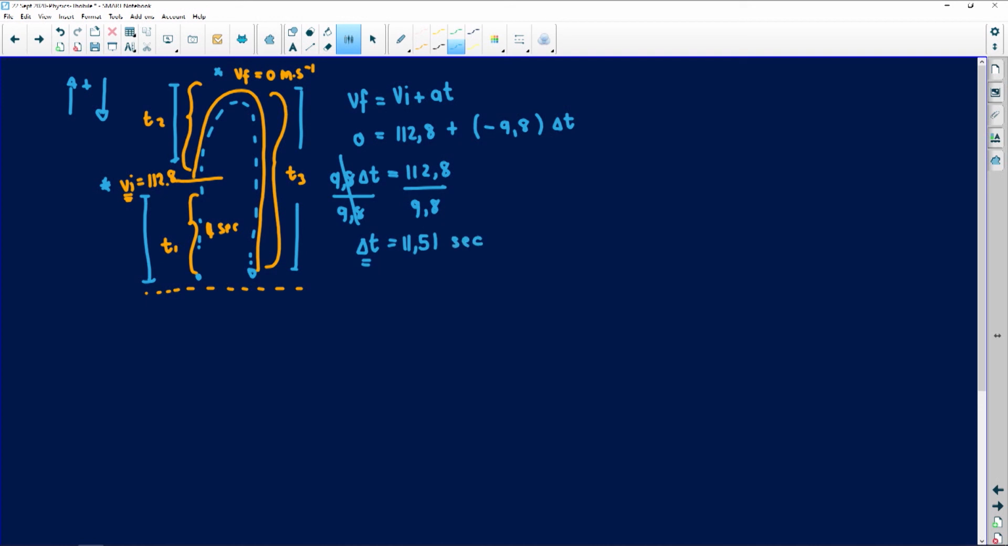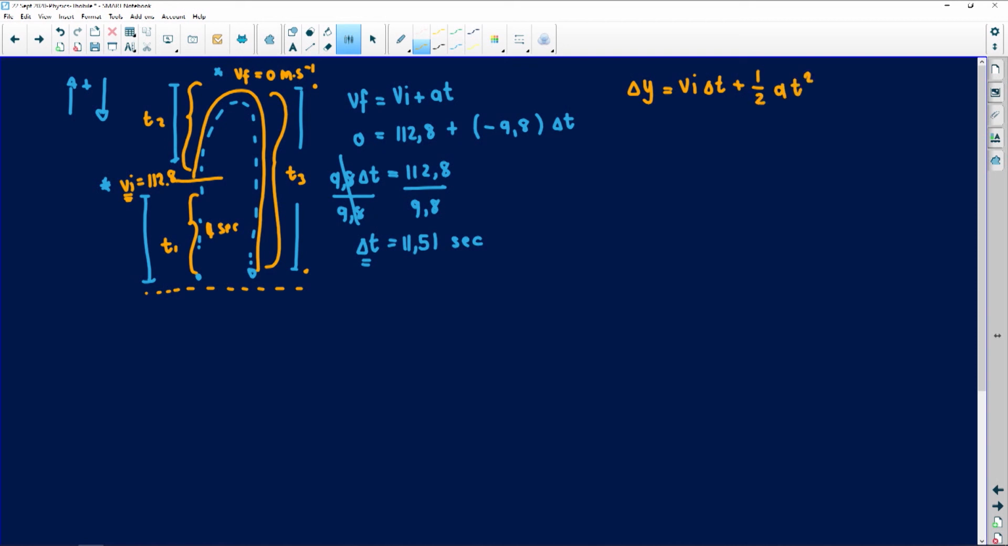Now I'm going to calculate the maximum height to the ground. Let me just use a different color here. I'm going to say delta y. So now we're at maximum height to the ground. I'm starting off here, going all the way to the ground. Delta y, I need to find this distance here so that I can know how long it took to travel that distance. Delta y is equal to vi, my initial velocity, times delta time, plus 1 over 2, my a, and then t squared.